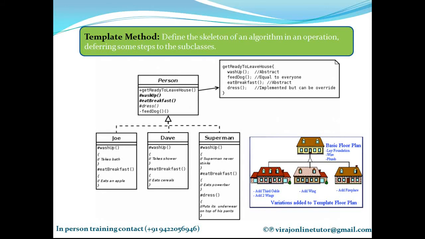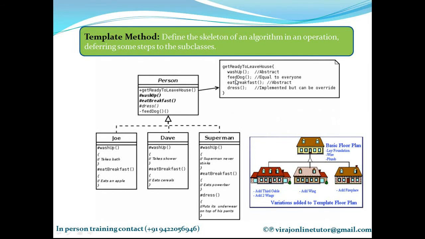So here wash up is the first point in my algorithm, so you need to do it anyhow. But the way wash up is done by each of the derived classes is different. That can definitely vary, but the skeleton has to be intact. I can't afford to change my skeleton. The skeleton has to be intact, but each individual step in the algorithm can vary. That's why I'm saying you can defer some steps to the subclasses, but the algorithm skeleton needs to be fixed.